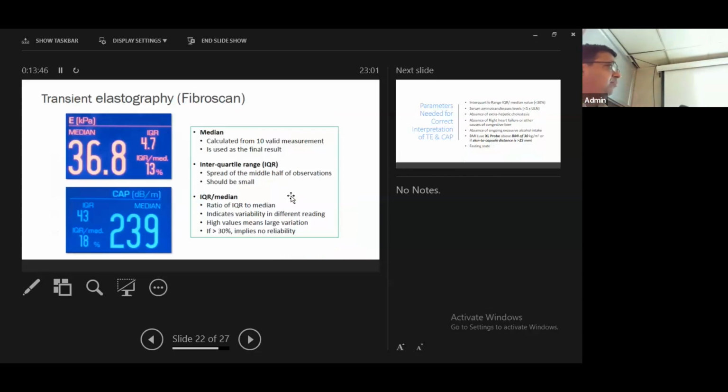How can we know whether the report of the FibroScan is accurate or not? The median is calculated from 10 valid measurements, and it is used as the final result. The interquartile range is the spread of the middle half of the observations. It should be small. And the IQR upon median ratio is very important. It indicates variability in different readings. A high value means large variation, and if it is more than 30%, it implies no reliability.